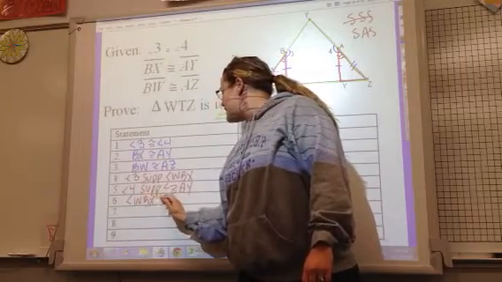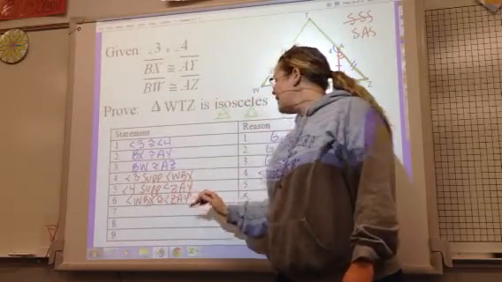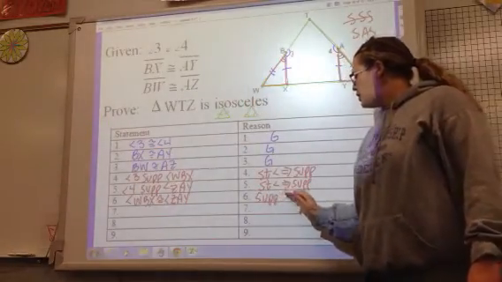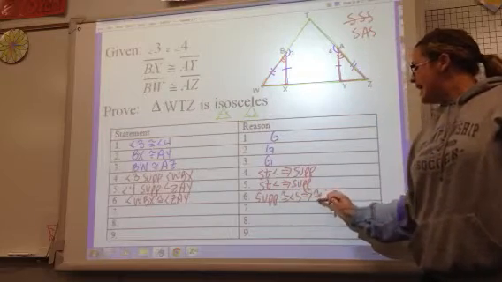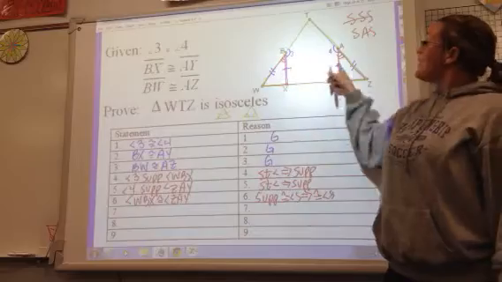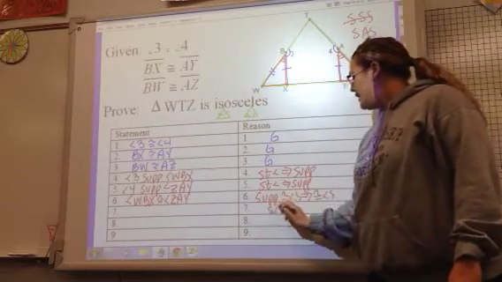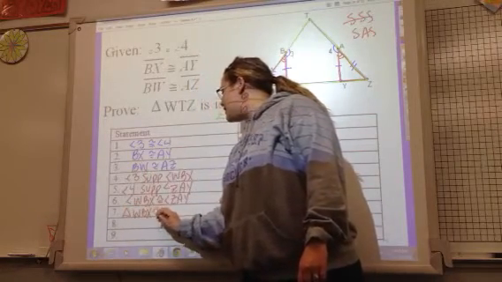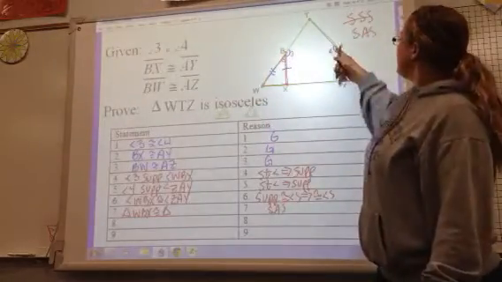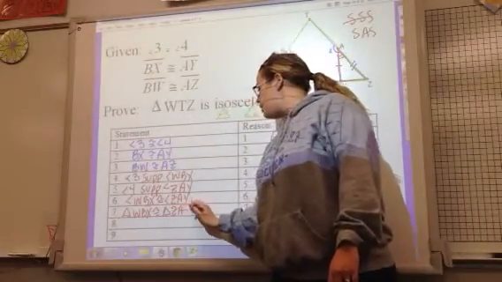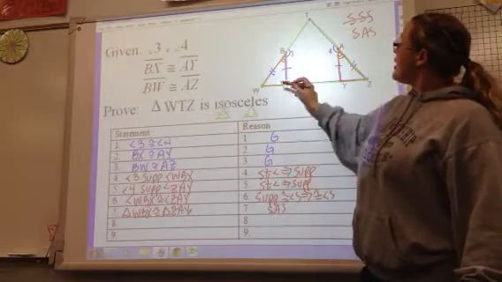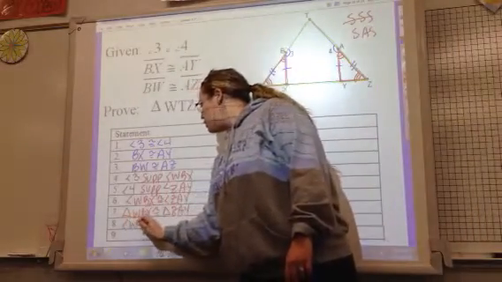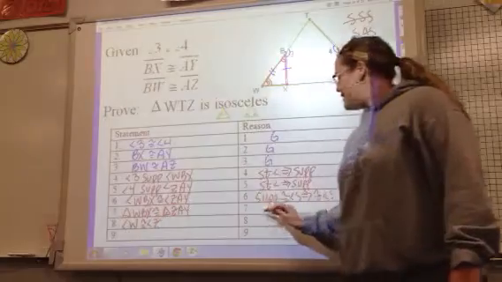Now I can say that these two angles are congruent. Angle WBX is congruent to angle ZAY. They're supplemental to congruent angles, which implies I have congruent angles. Now I can say that my triangles are congruent by side, angle, side. So triangle WBX is congruent to triangle ZAY. And if those are congruent, then I know that angle W has to be congruent to angle Z by CPCTC.